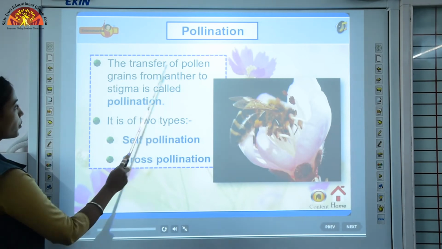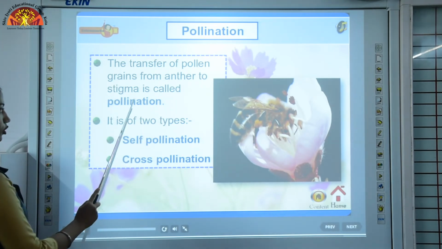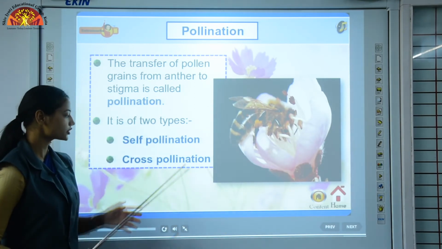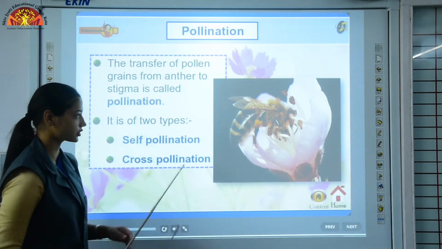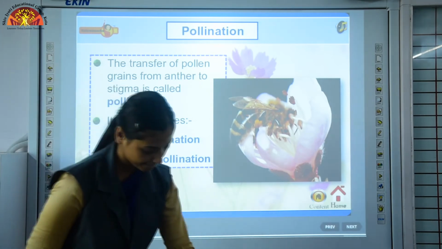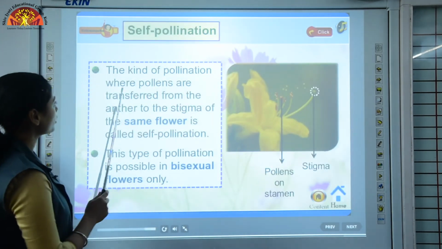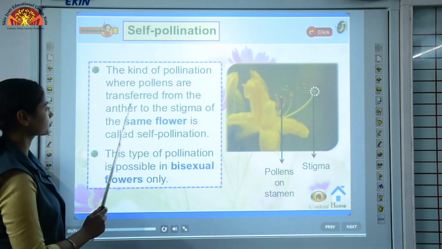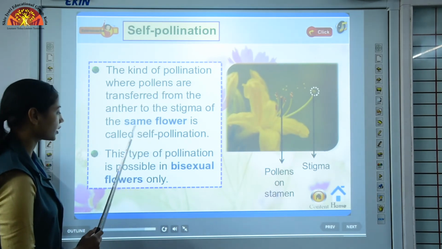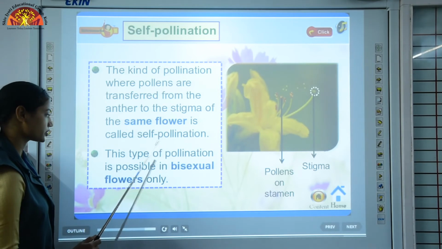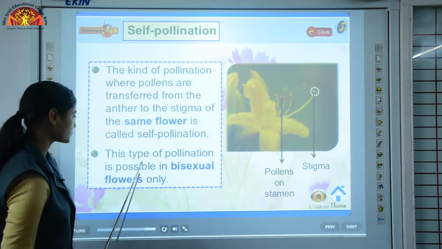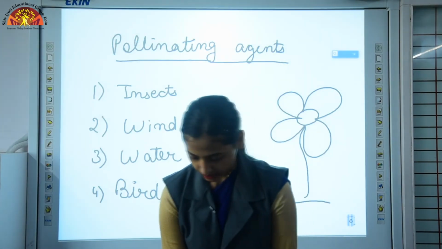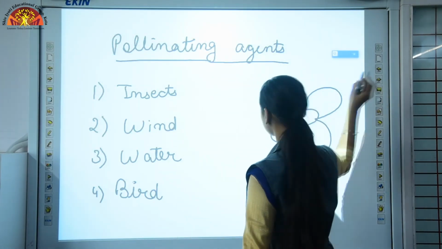The transfer of pollen grains from anther to stigma is called pollination. Now it is of two types, self-pollination and cross-pollination. Self-pollination, the kind of pollination where pollens are transferred from the anther to the stigma of the same flower, is called self-pollination, and this type of pollination is possible in bisexual flowers only. Now what does it mean? What is self-pollination?